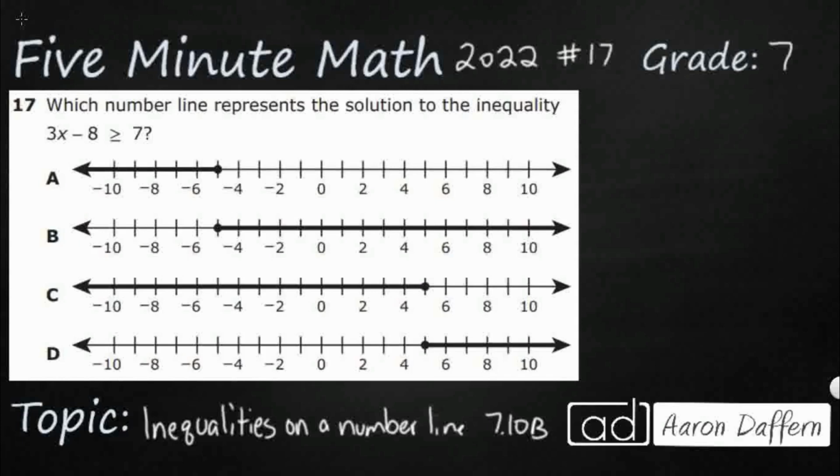Today we are looking at the 7th grade concept of inequalities on a number line. This is standard 7.10b in the great state of Texas, and we are using item number 17 off the 2022 released STAAR test. If you have not done so already, please go ahead and take a moment to pause the video, work this problem out on your own, unpause it, and we will look at our answers together.